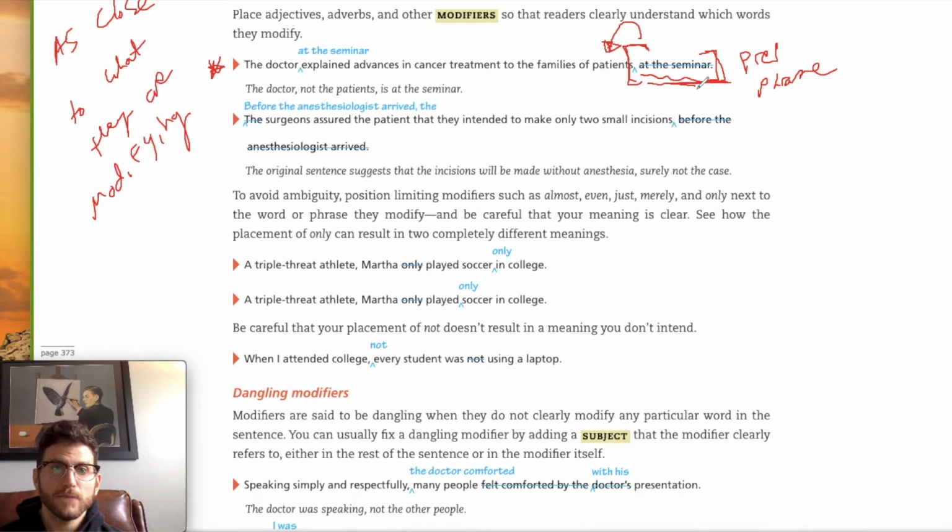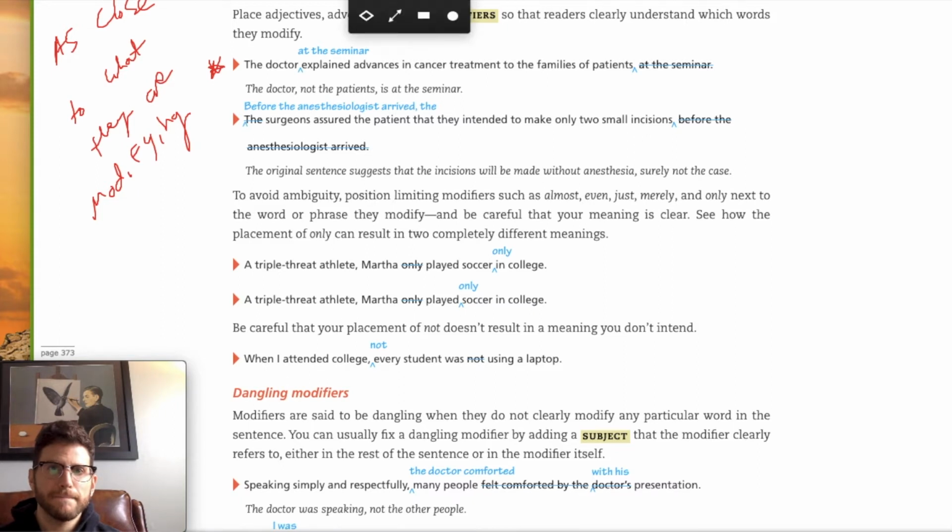Okay. Well, the doctor's at the seminar. The doctor's at the seminar, and he's talking to families who are also at the seminar. Okay, so if we move at the seminar to right after the doctor, look what happens. The doctor at the seminar explained advances in cancer treatment to the families of patients. Much better syntax, much better placement of elements in this sentence because the doctor is the one who's at the seminar.